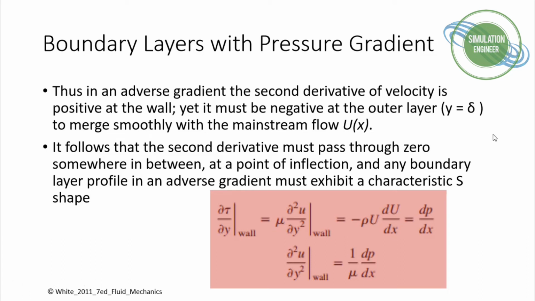So what does this equation actually tell us? It means that the second derivative must pass through zero somewhere in between, that is, at a point of inflection. So what is a point of inflection? I will be explaining to you in the next slide. And any boundary layer profile in an adverse pressure gradient must exhibit, or will come out with, a characteristic S shape.